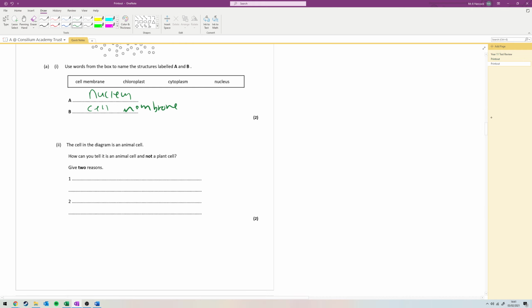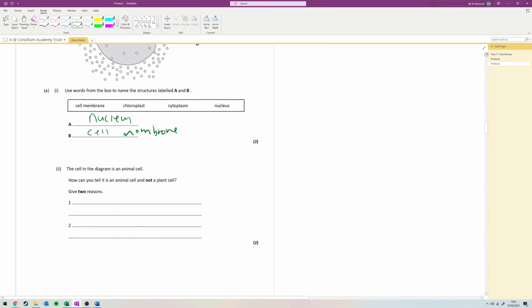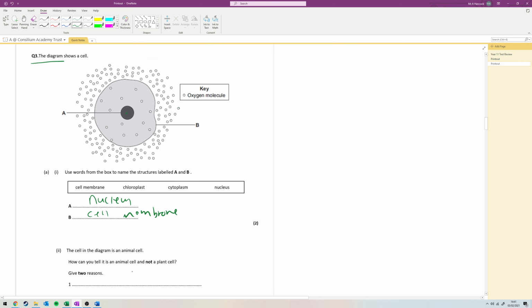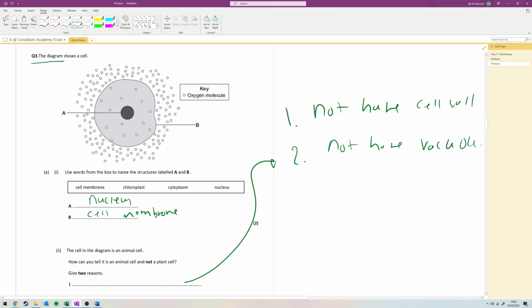How could you tell the diagram is an animal cell and not a plant cell? Give 2 reasons. So actually, let's just look up here, and I'm going to give 2 reasons for this question here, and I'm just going to put them up there. 1, how can you tell it's an animal cell, not a plant cell? Well, we talked about before, what do plant cells have that animals do not? This cell does not have a cell wall. So I'm going to say cell wall. And 2, it does not have a vacuole. You could also say it does not have chloroplasts. That would be the third reason, but we don't need all 3, we need 2.